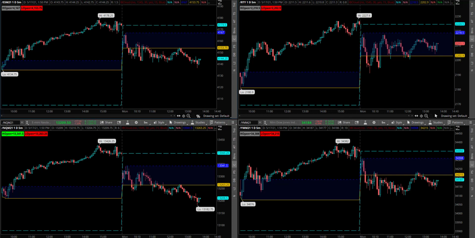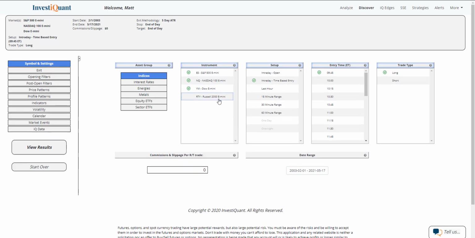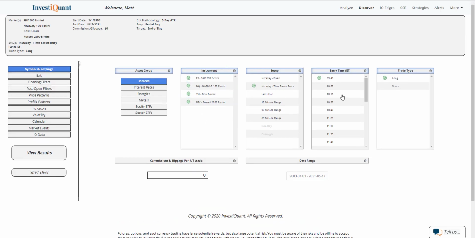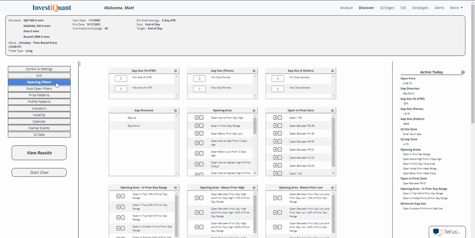So this afternoon we're going to do an update on that study and see what has happened historically when you've got an inside day pattern forming on the heels of that largest rally of the past 20 days. So I've selected all four instruments. We're going to be looking at an entry time of 3 p.m. Eastern time, set up as a long that exits at the close of regular trading hours, which is 4:15 p.m. Eastern time.